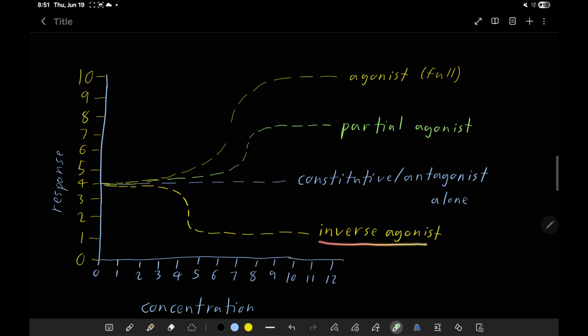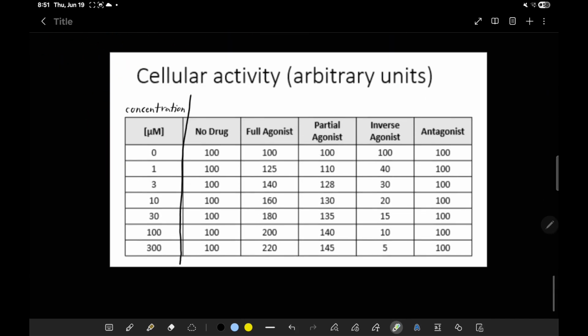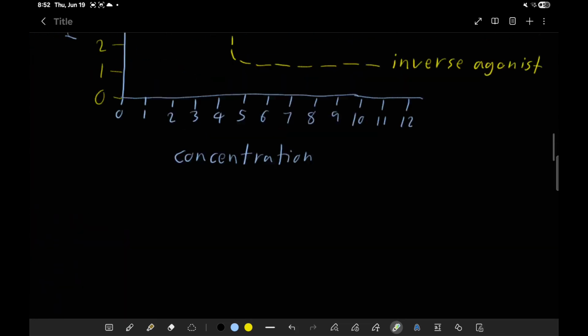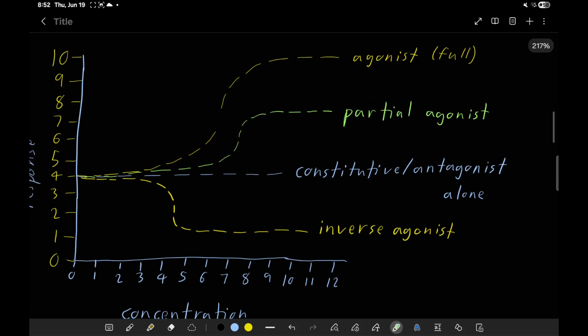And the last one is inverse agonist, which we have in the table over here in this column. You can see that the more concentration of inverse agonist you add, the lower and lower response gets. So it starts at 100, which is your constitutive activity, but then as you add more inverse agonist, it drops to 40, then 30, then 20, 15, 10, and it keeps getting lower and lower. So this makes sense. Inverse agonist lowers response. The more you add, the more it lowers response below constitutive activity. And this aligns with our dose response curve. The more you increase concentration of your inverse agonist, the lower and lower your response gets.